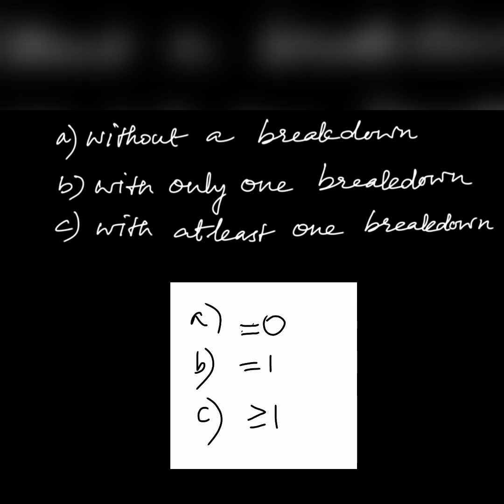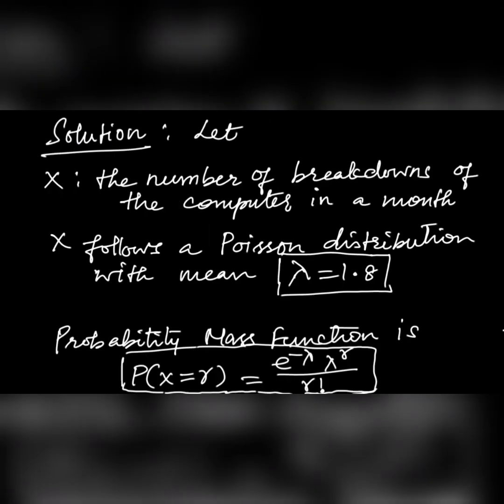The number here, capital X, is the random variable having Poisson distribution with mean lambda. Lambda is given as 1.8. The three subdivisions we should first understand: here, breakdowns means capital X, the count, and without means 0, exactly 1 means equal to 1, and at least one means greater than or equal to 1.